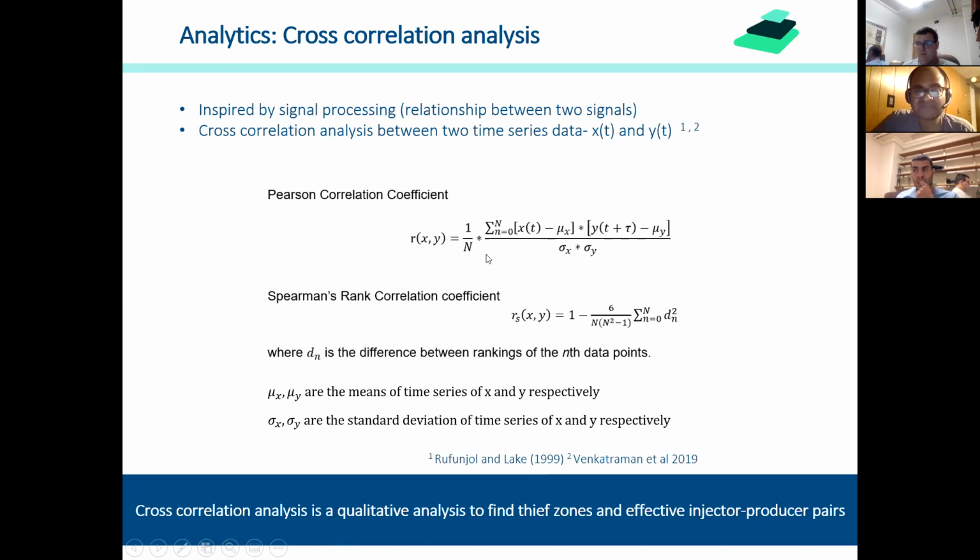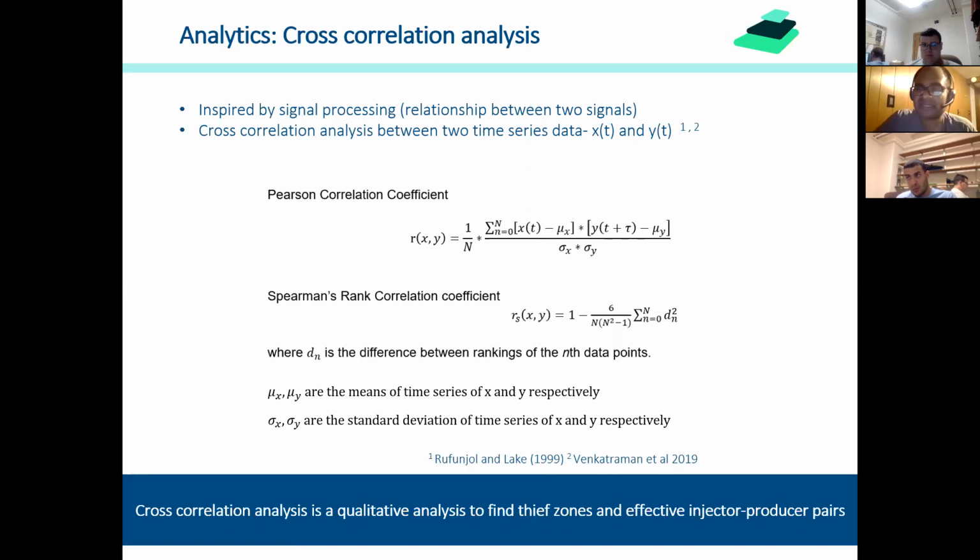So the way it's estimated is, you have xt, which is the injection data, minus mu x, which is nothing but the mean of that time series data, times yt plus tau, where tau is actually a phase lag that you introduce, minus mu y, which is the mean of that data, and then sigma x and sigma y, which are actually the standard deviations of the time series data, right? And n is really the number of points that you have for comparison.